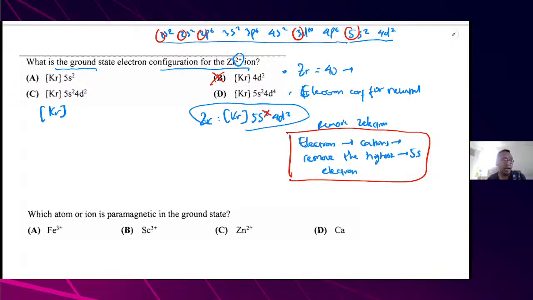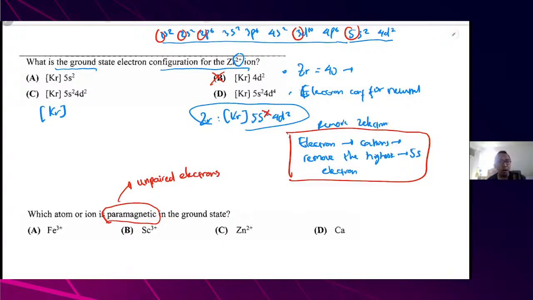And now let's head to the next question. Which atom or ion is paramagnetic in the ground state? We are asked to find out which atom or ion has unpaired electrons. The key is in this word, paramagnetic, which means unpaired electrons.